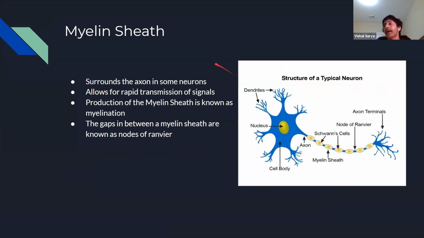Now we'll go into the myelin sheath. So thing to know about myelin is that it surrounds the axon in some neurons, not all of them though, and it allows for the rapid transmission of these signals. Production of the myelin sheath is known as myelination, and the gaps between myelin are known as nodes of Ranvier. The true function of myelin is really great and fascinating in how it can make neurons send these signals really quickly.